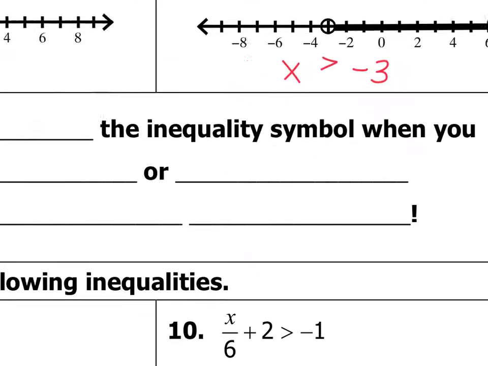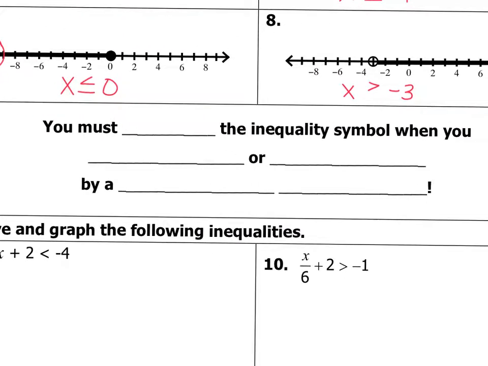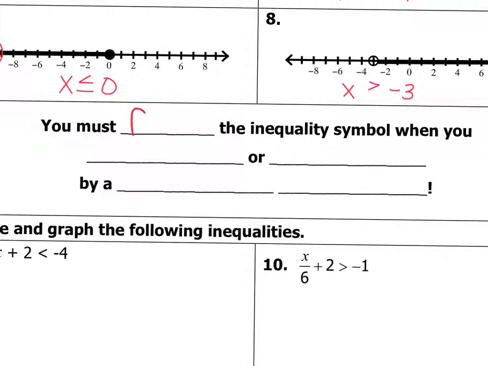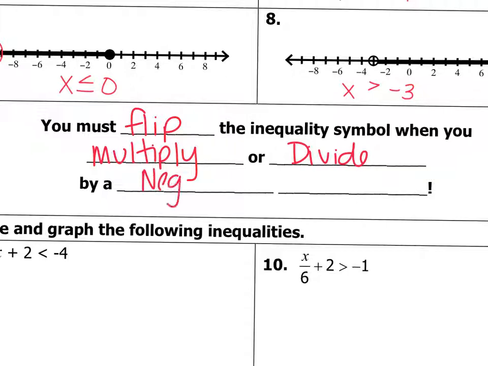So, this is the most important thing you're going to write down all day right here. You must flip the inequality symbol when you multiply or divide by a negative number. Okay, you must flip the inequality when you multiply or divide by a negative number. Now, I have a really easy way to teach that. Remember when I taught you the heart method? All you have to do is look at the number in the heart. If the number in the heart is negative, that's when you flip your sign.